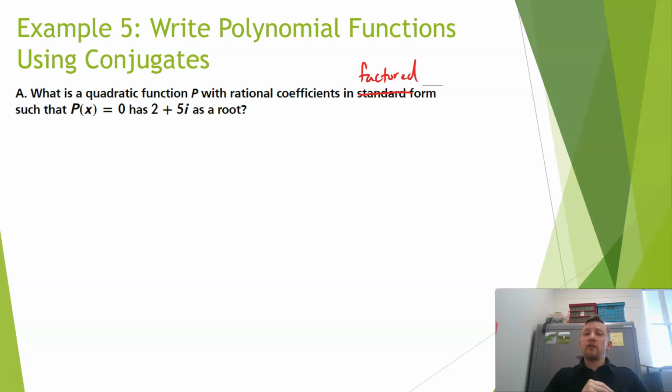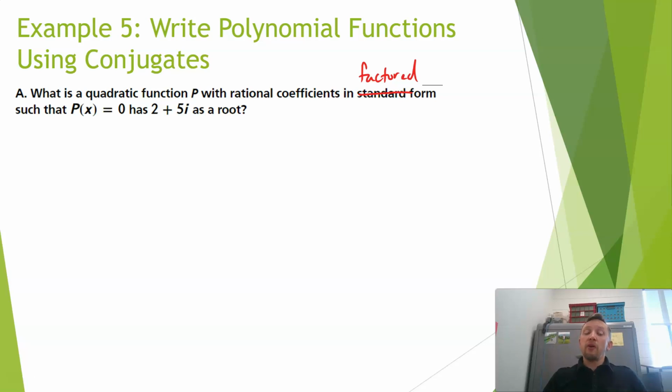Now, for those of you following along, maybe using a book, the book has you do this in standard form, and we've decided that is just a lot of work and not really necessary. So the idea here is we're just going to worry about getting this in factored form. Factored form is the most important. It says here: what is a quadratic function p with rational coefficients in factored form such that the function has 2 plus 5i as a root?